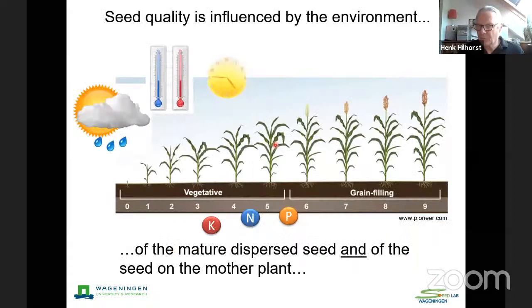Seed quality is influenced by the environment. I mentioned it already. And that is true for the vegetative phase of the crop and also during grain filling. So the seed quality is influenced by the environment when the seeds are developing on the mother plant. But also, of course, when the seed is dispersed. So the environment has a double effect: during seed development on the mother plant, and then after the seeds have been sown in the field, of course, then also it really matters if there's water enough, if there is light, if the temperature is right.